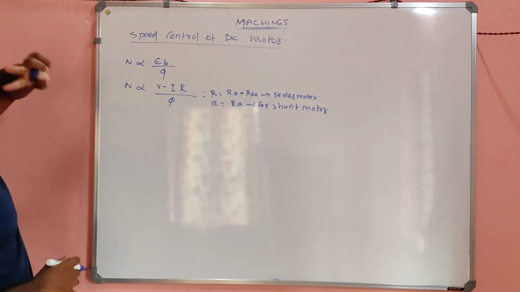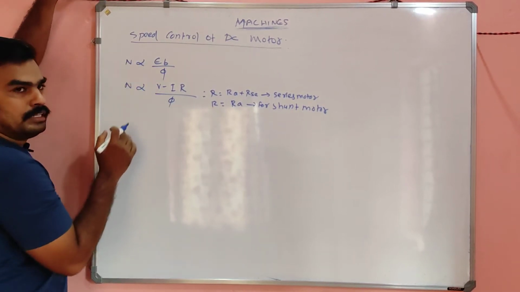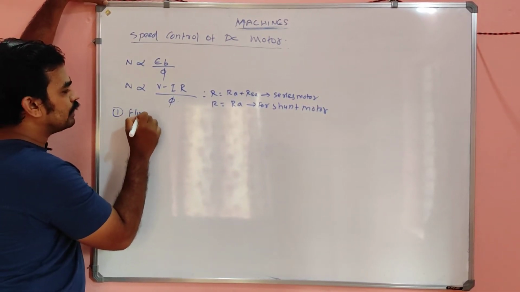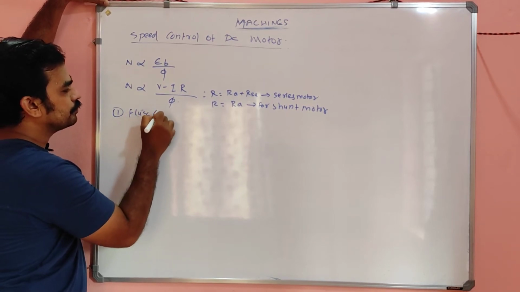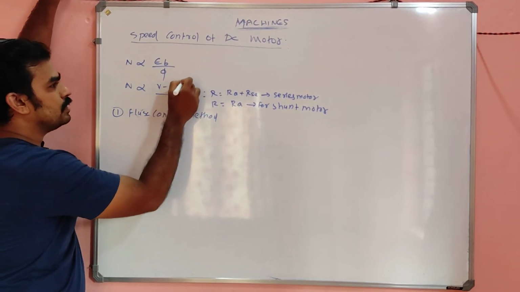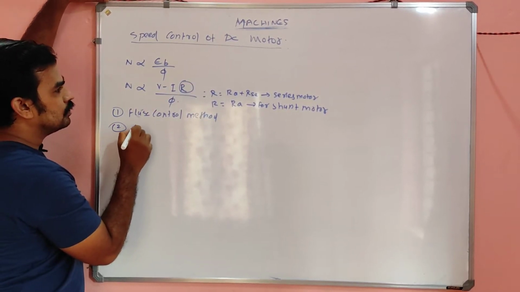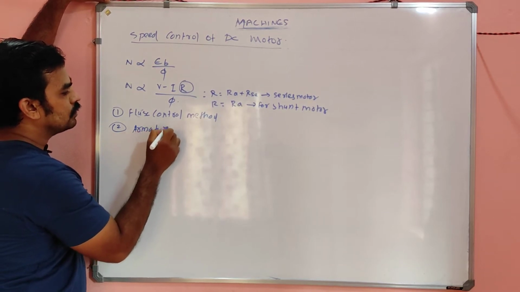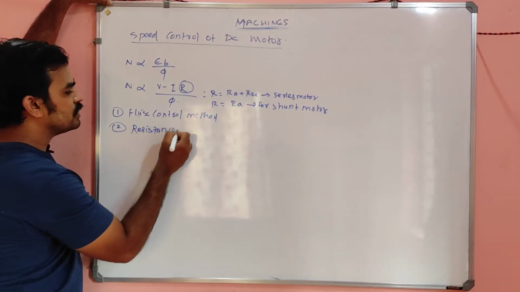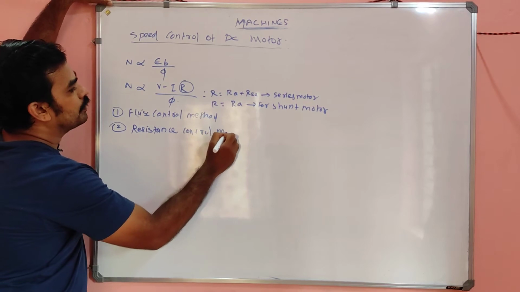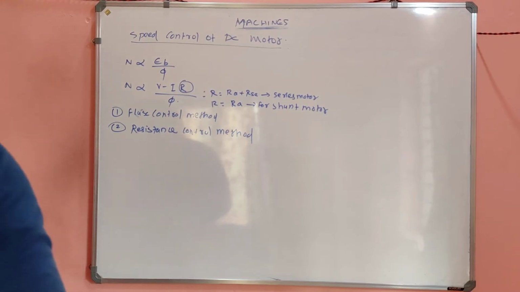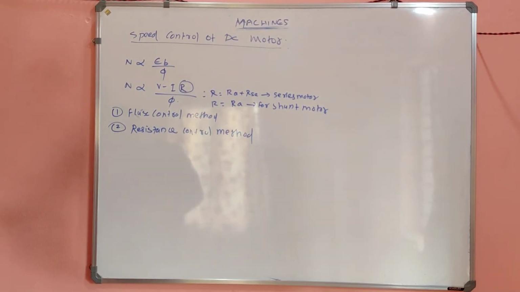So there are two important methods you can use for controlling the speed of a DC motor. First is by controlling the flux, called the flux control method. And second is by controlling the armature resistance, or simply the resistance control method. Okay, so now we are going to see the series motor speed control method.